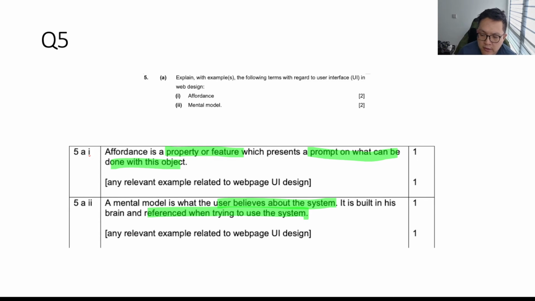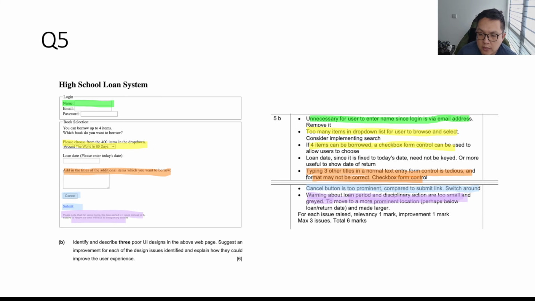Okay, and some of you missed out on the examples. Because this is specifically talking about web design, your examples need to be related to web page UI. So this one, please be careful. Definition marks are quite easy to get, just need to spend time to memorize them. Okay, the next question, I think most of you can do, quite straightforward.